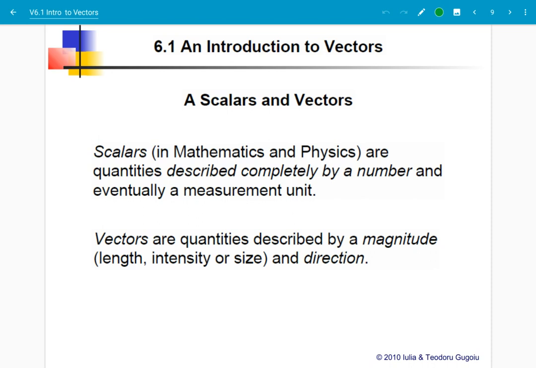6.1 An Introduction to Vectors. Scalars are quantities completely described by a number and perhaps a measurement unit. Vectors include a length, intensity, or size, a quantity, and a direction. So it has both a magnitude or a quantity and a direction.